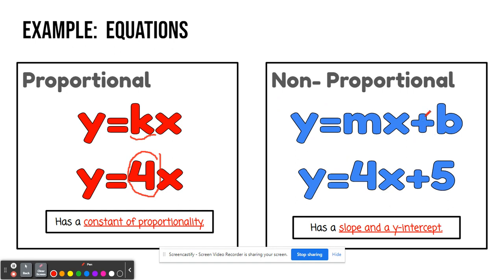Now, non-proportional looks really similar. The only difference is we add or subtract at the end. So if you see a plus or minus, that means that we're changing that constant. It's not constant anymore because we've got something that's changing it called a y-intercept. So that number that we add at the back is called a y-intercept. A non-proportional relationship has a slope and a y-intercept.